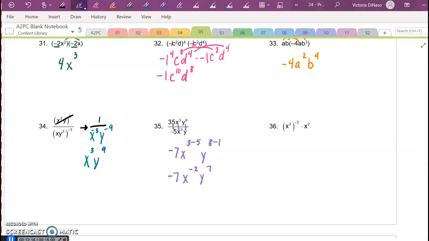Now the only thing that we have to bring into the denominator, take the reciprocal of, is x to the -2 because the exponent's negative. So we have in the numerator -7 and y to the 7th divided by x squared.